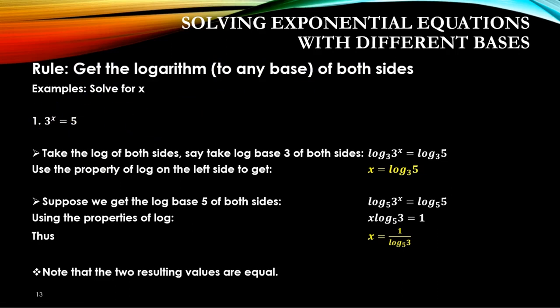3 to the x is equal to 5. The bases are not the same. Therefore, we cannot equate the exponents. So what we do here is either we take the log of both sides, say take the log base 3 of both sides. So in this case, logarithm of 3 raised to x base 3 is equal to logarithm of 5 base 3. So whatever base you apply to the left, you should also apply to the right.